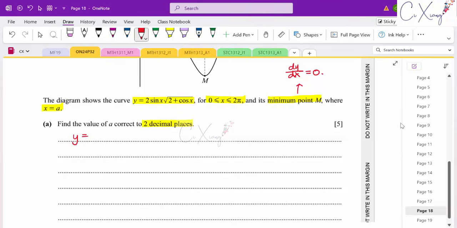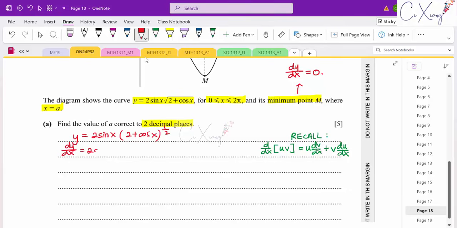Okay, so let us have a look at our first part. y equals to 2 sine x times the bracket of 2 plus cos x, power half. So this is basically a product of two functions. When I want to do the differentiation, for the first bracket multiplied with the second bracket, we have to use the product rule, where I copy the first bracket, differentiate the second, then I copy the second bracket, differentiate the first. So we want to find dy/dx.